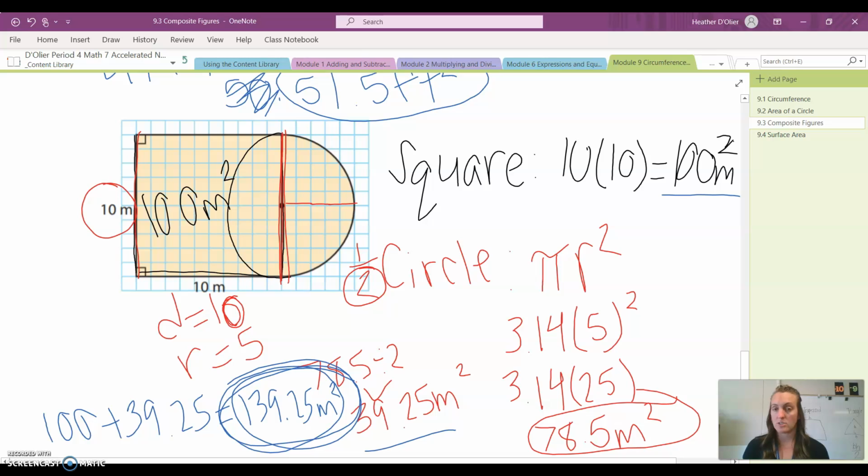That's composite figures. So it's just breaking the shape up into shapes you know, solving for the area of each, combining together.